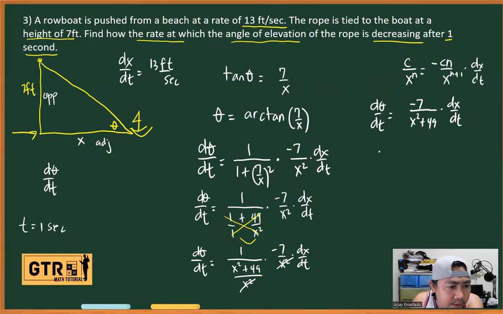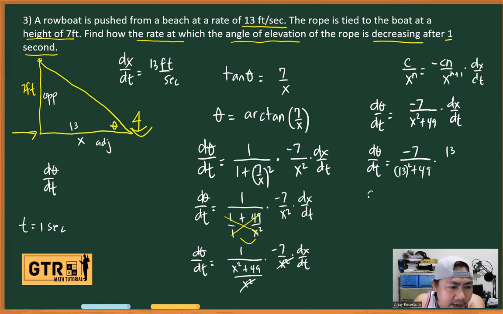Okay, so let's substitute all the values. So we have d theta over dt is equal to negative 7. So what is the value of x? So lagay muna natin plus 49 and then we have given dx over dt. So that is 13 feet per second, so times 13. But the value of x is changing after 1 second. So pinupush natin dito siya na 13 feet per second. Sabi, after 1 second lang. So after 1 second, so syempre kung ito ay 7, ito ay magiging 13. So multiply lang natin sa 13 feet per second times 1 second. So magiging 13 ito. So therefore, ito ay magiging 13 squared. Okay, so simplify lang natin yan.